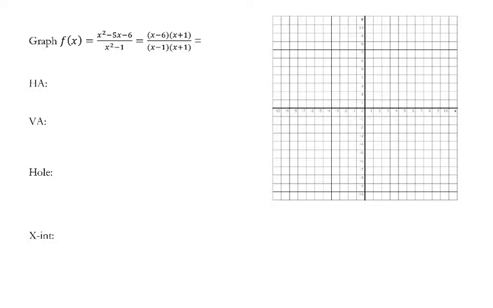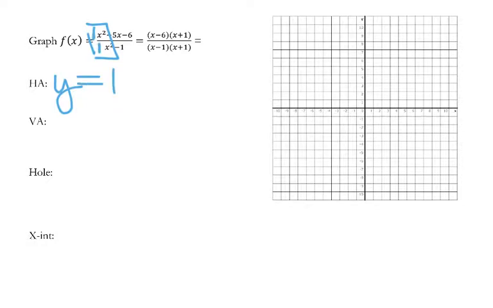All right, this is example 4. We will have to first start with the horizontal asymptote. Let's take a look at the degree. They're both degree 2. Since it's balanced, I'm going to look at the coefficients. It's 1 and 1. So my horizontal asymptote is y equals 1.